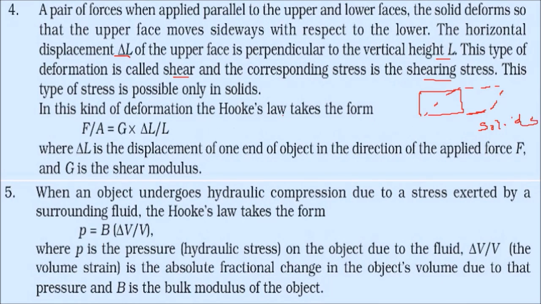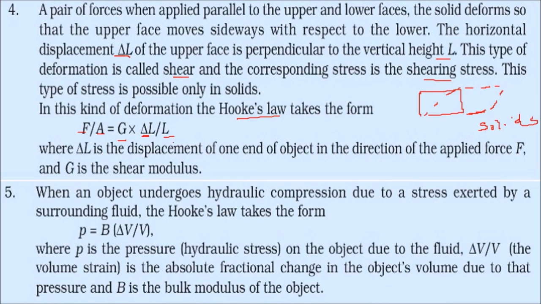In this kind of deformation, Hooke's law takes a form where Y is replaced by G, and G is the shear modulus. The things remain the same. This is force, this is area, and this is delta L, the displacement of one end of the object in the direction of the force being applied.